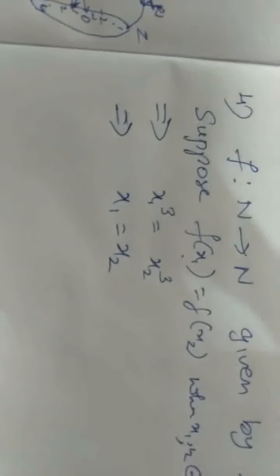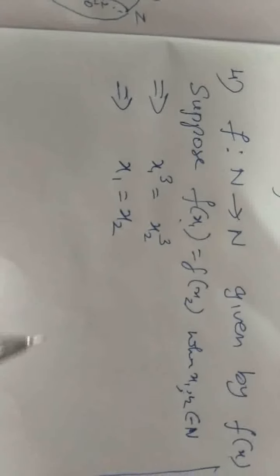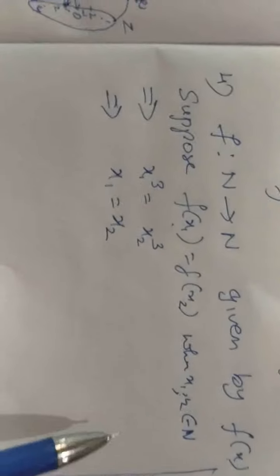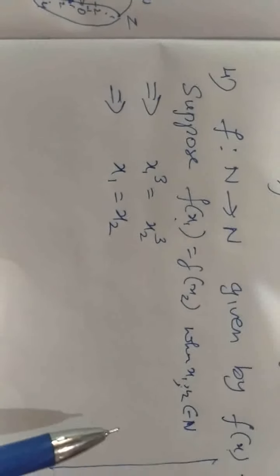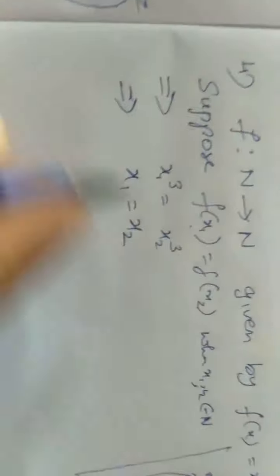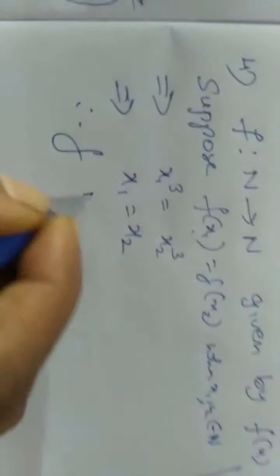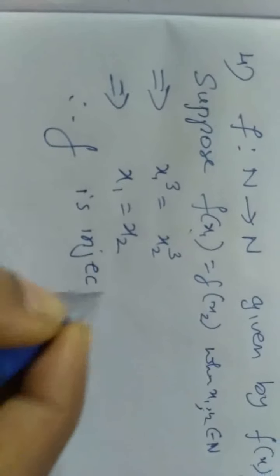It cannot be x1 equal to plus or minus x2, because -1 cube is -1 and +1 cube is +1. And moreover, this is the set of natural numbers; negative numbers are not included. Therefore, don't think like that. Therefore, f is injective.